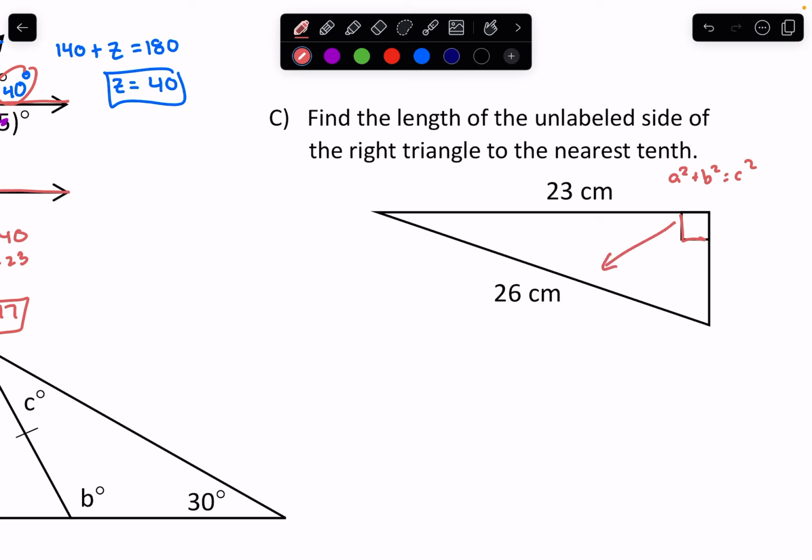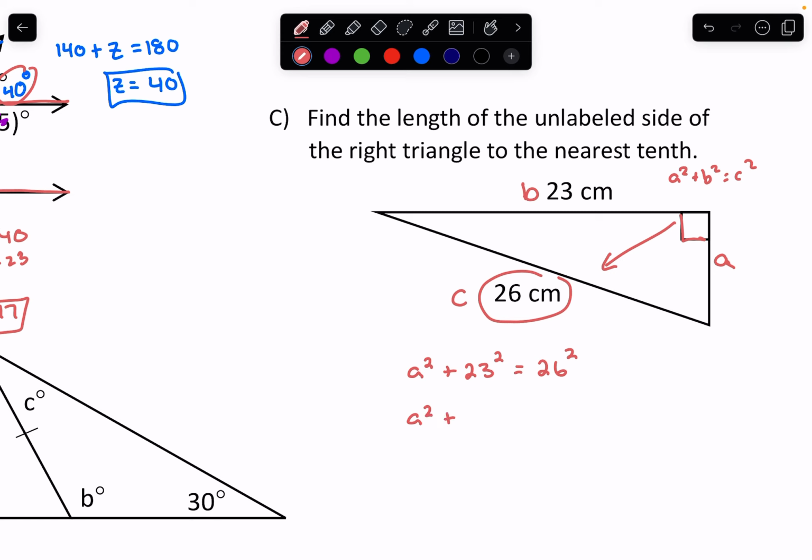Across from the 90 is 26. That means c is 26. And I can call this a or b, and this can just be whatever is missing, the other one. So a squared plus b squared, and since b is 23, it's 23 squared equals 26 squared. Now, if you have been paying attention to this formula over the last couple years that you've been using it, hopefully you remember not to just say a plus 23 equals 26. Okay, because you've got to remember to square the sides when you add them and set them equal to c squared.